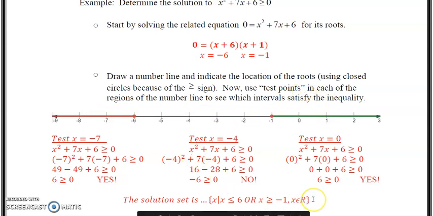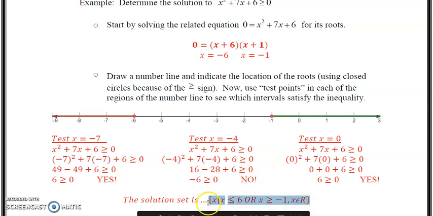And so the solution set is x such that x is less than or equal to -6, or x is greater than or equal to -1, because it's all the values greater than -1 and all the values less than -6. The ones in between here, they do not satisfy the inequality, so therefore they're not part of the solution set.